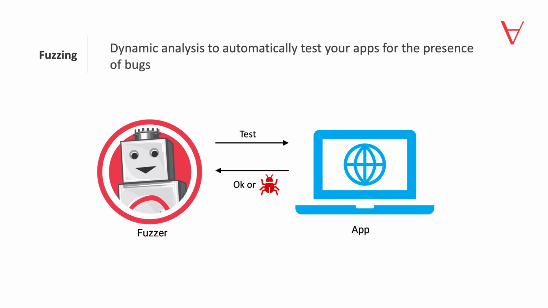So fuzzing at a high level is a dynamic analysis that automatically tests your apps for the presence of bugs. So you have an algorithm, the fuzzer, which generates a test, and it runs the app under that test, and based on the result of that test, tells you whether or not the app under that test was okay or not. And it iterates the cycle of testing hundreds, thousands of times a second, scaling at speeds a human could never do.